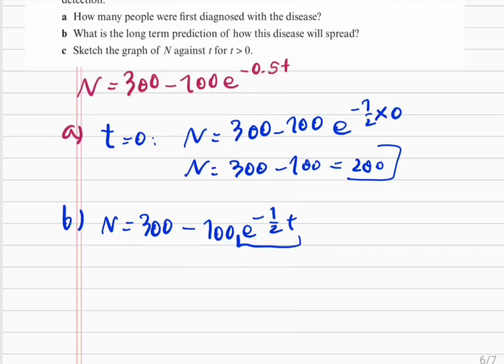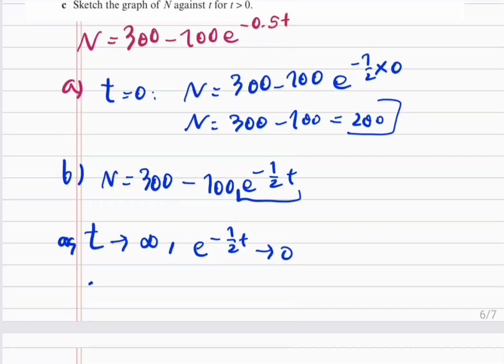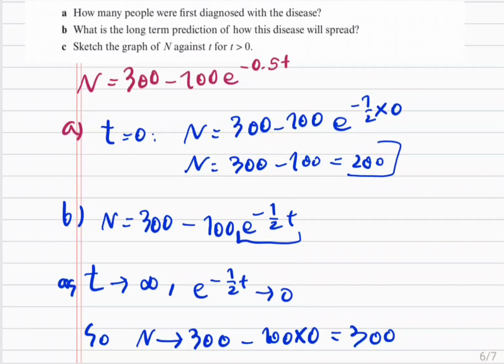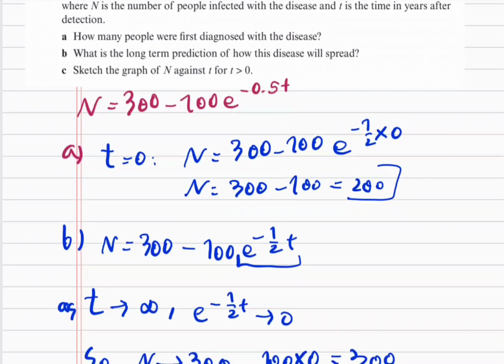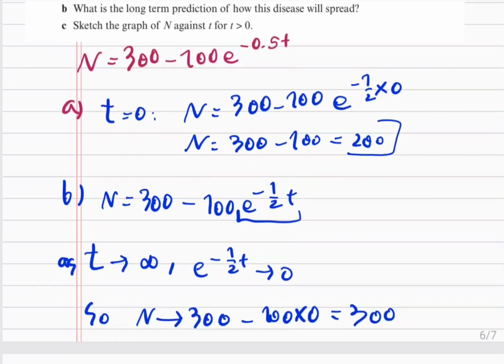we can say that as t approaches infinity, e to the minus half t approaches 0. As a result of that, n tends to 300 minus 100 times 0, which is 300. So this is basically saying that over a very long-term period, the population is going to be equal to 300.